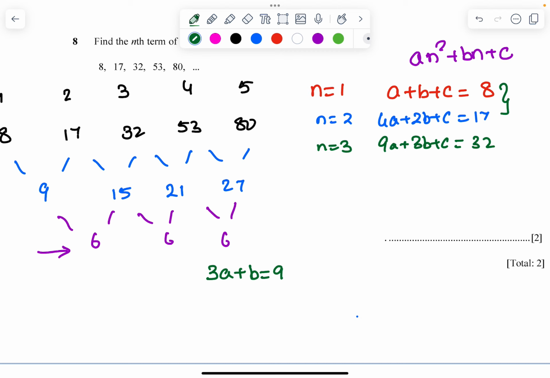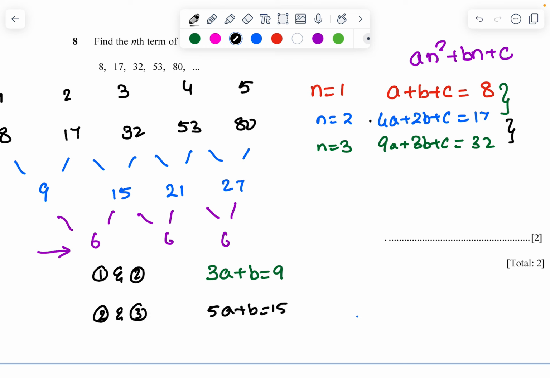Then I'm going to subtract the second and the third equations. This is first and second, now this is second and third. If I subtract, I'll be getting 5a plus b equals 15. Now if I solve these two, I subtract, 2a equals 6, a equals 3. Plug in a equals 3 in this equation, so 9 plus b equals 9, so b equals 0.